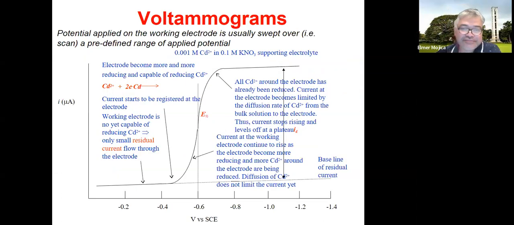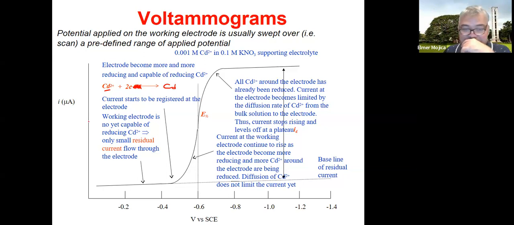Now, if we're going to look at a typical LSV, linear sweep voltammetry, a specific example that we have here is the cadmium. Nag-move yung cadmium. Undergo cadmium 2 plus being reduced to cadmium metal. So the potential applied on the working electrode is usually swept over or scanned. So you have a predefined range of applied potential. So you will be the one to set it. Okay, so as you see, becoming more negative, so that means you're applying potential to it.